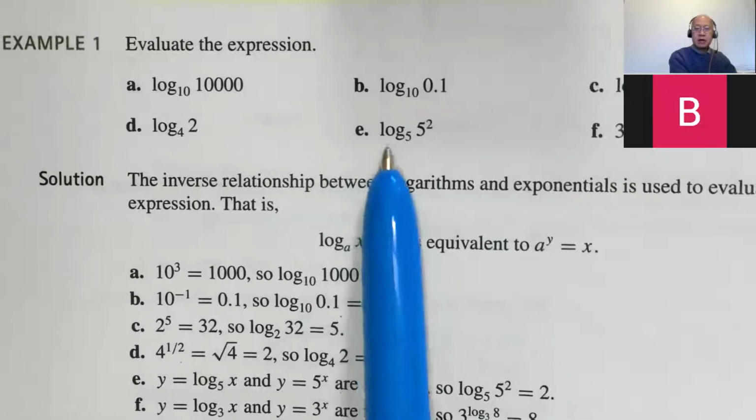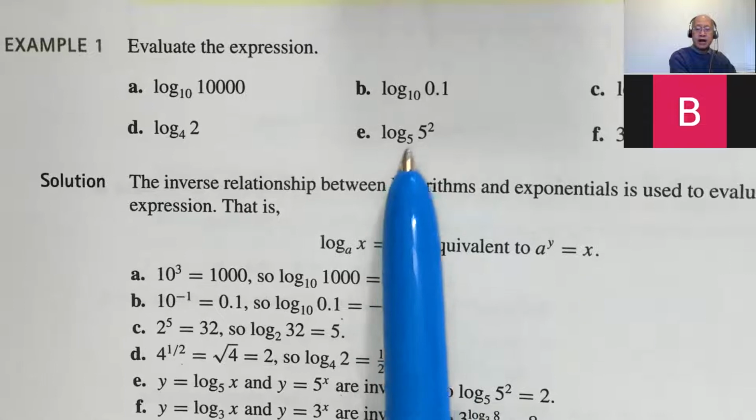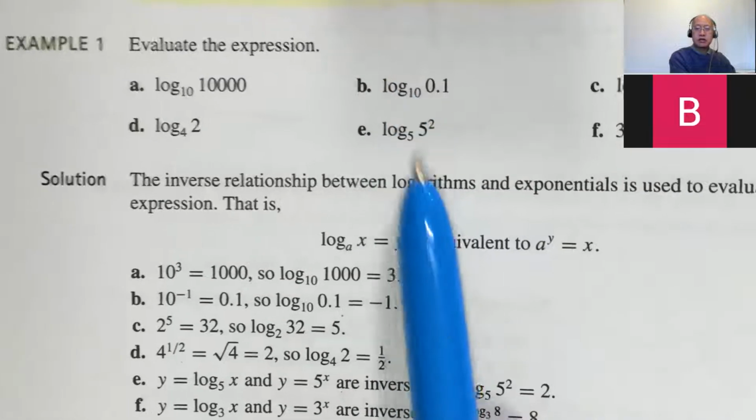Same thing here. Log base 5 of 5 squared. That 5 and that 5 and a log can just cancel out. The answer is just going to be 2.